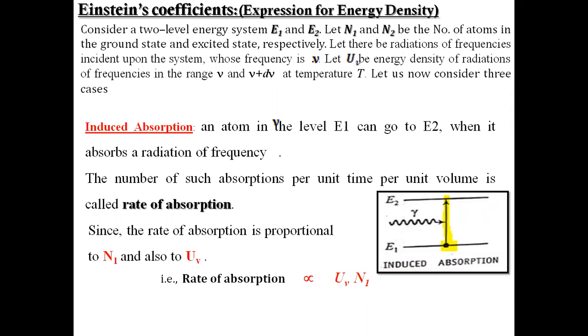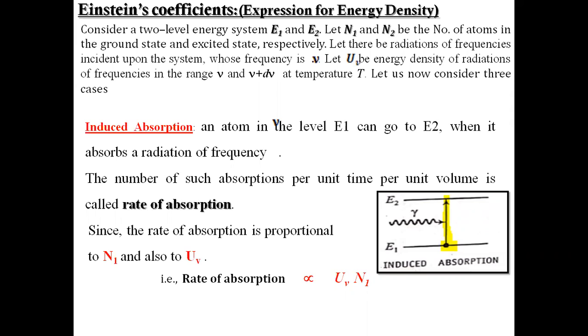And the second thing is, if there is no energy incident on the system, there will be no absorption. Therefore, the rate of absorption is directly proportional to the energy density of the incident photon and the number of atoms in the ground state. Try to convince yourself. These are the two things. If one of them is not present, there will be no absorption, forget about the rate of absorption.